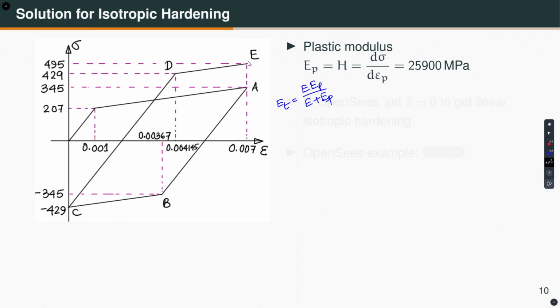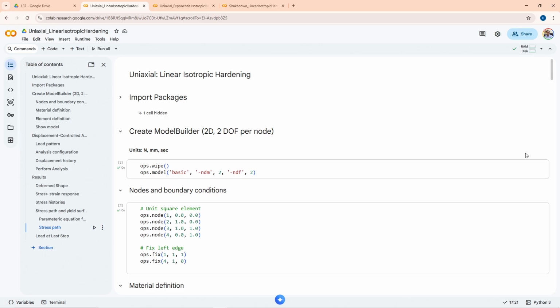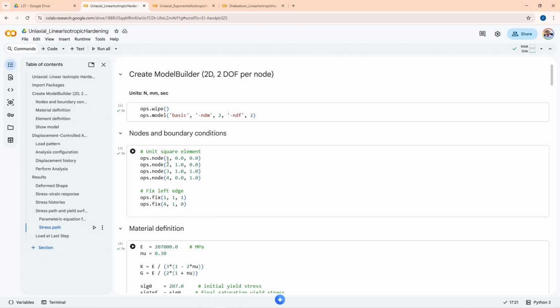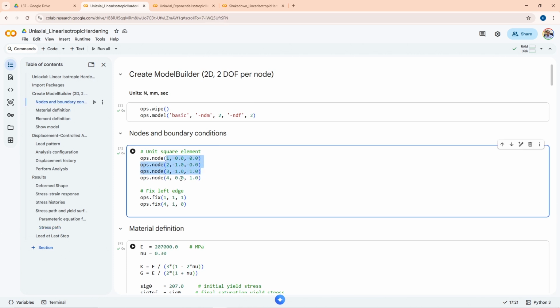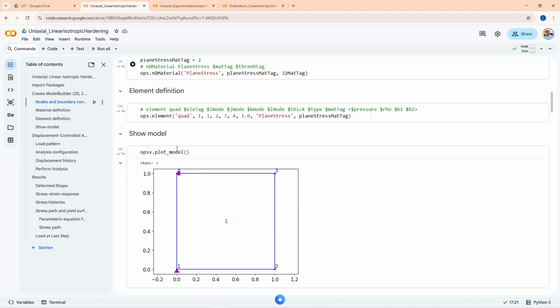My objective now is to reproduce this result using OpenSys. So, we have to set the nonlinear or exponential hardening parameter delta equal to 0, then we can get this using linear hardening. So, this is that example. I am taking again a single quadrilateral element, these are the 4 nodes, and for the boundary condition node 1 is pinned and node 4 is a roller. So, this is the element and boundary condition. I will be applying horizontal force at node 2 and 3 and performing a displacement control analysis.